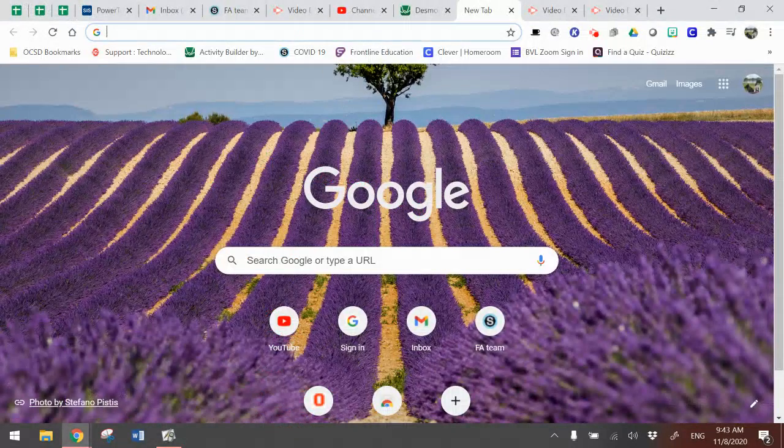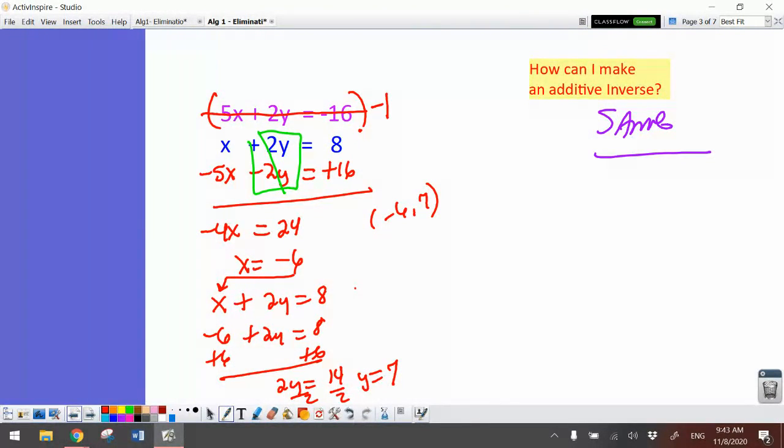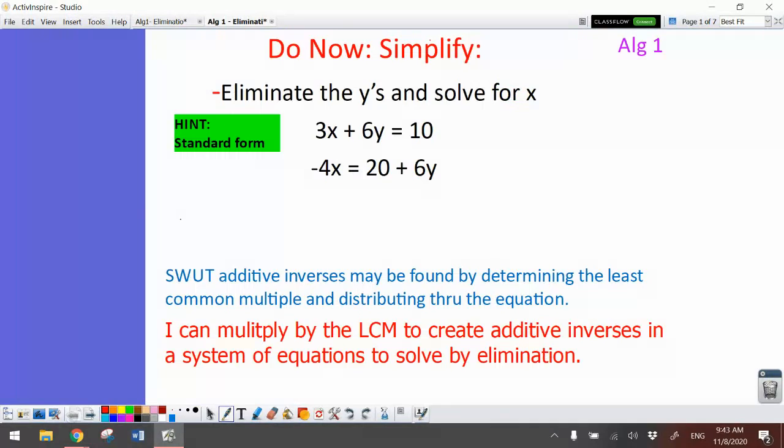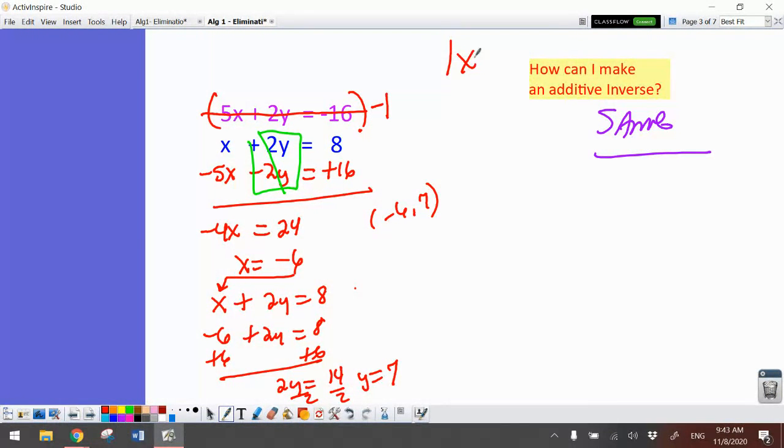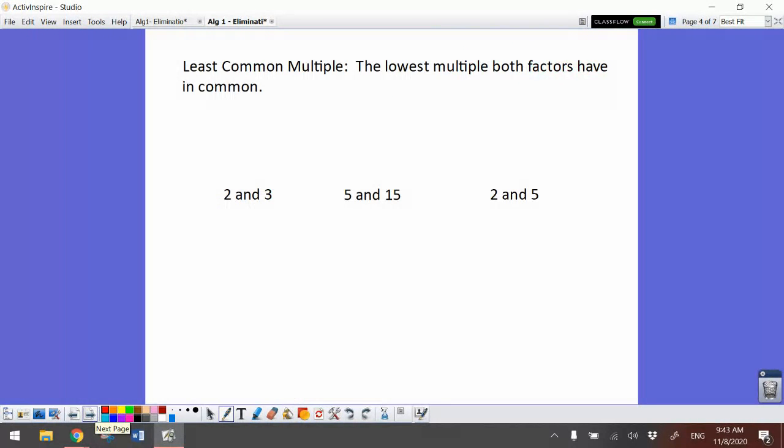So again, if we have our additive inverses, like here, I can cross them out. I just have to make sure they're in standard form. Cross them out and go. If I have the same, I'm going to multiply through by a negative 1 and change those signs on just one line. And then my third type is when I don't have either of those, okay? And that is going to pull us to what's called least common multiples.